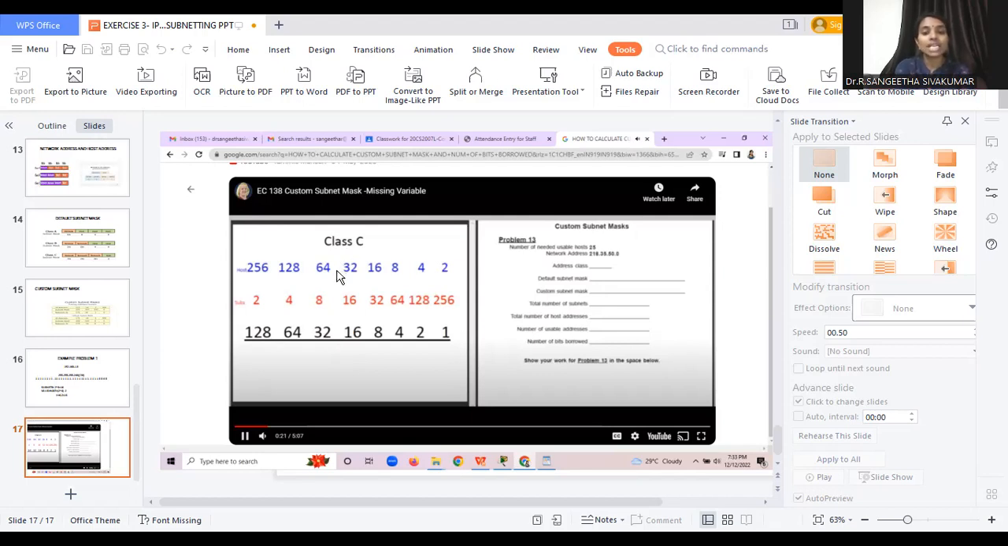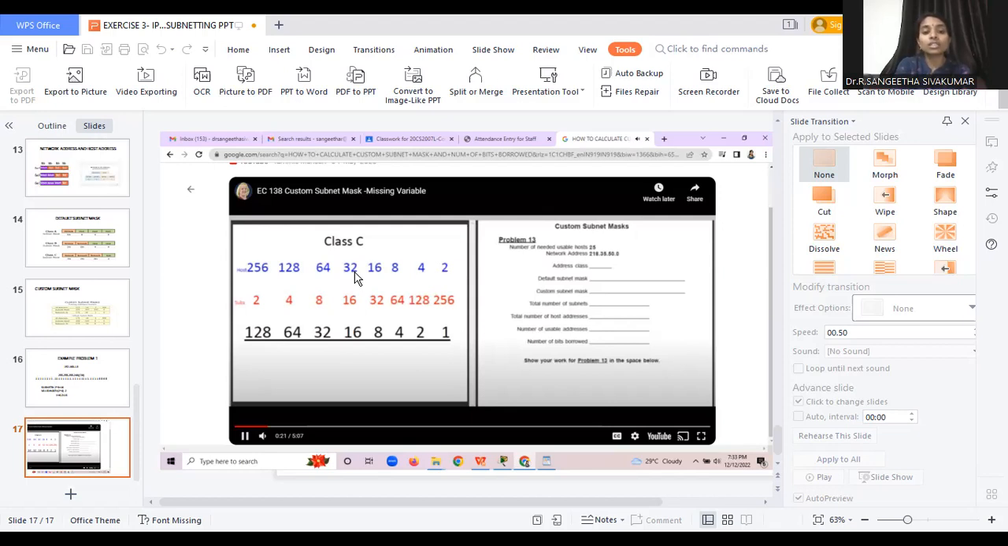Now we can calculate the total number of subnets. The total number of subnets will always lie in the second line, which is to the left of the line we have drawn. So here it is 8 bits, so the total number of subnets will be equal to 8. Now what is the total number of host addresses? The host addresses will always lie in the first line, which is to the right of that imaginary line, which is nothing but 32. So 32 is the total number of addresses.